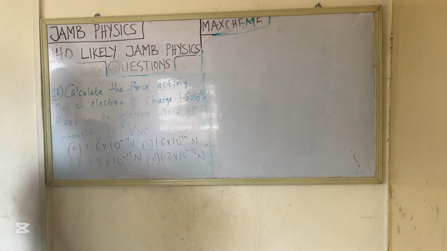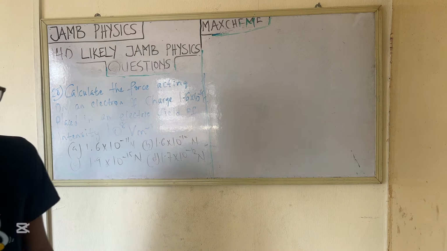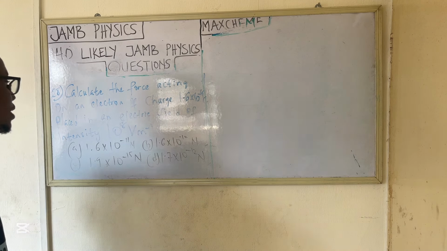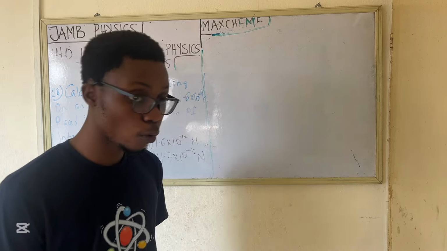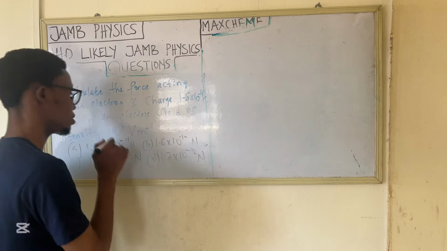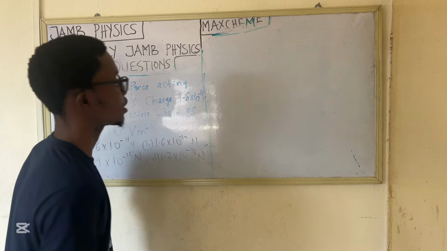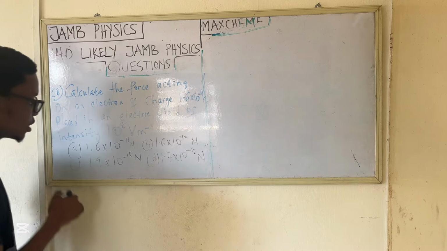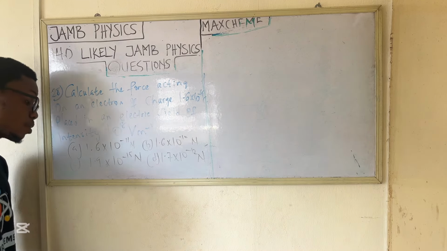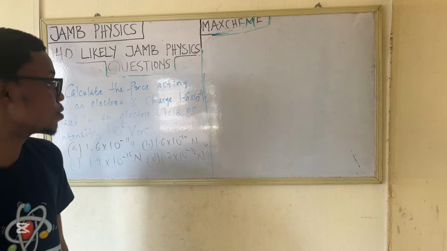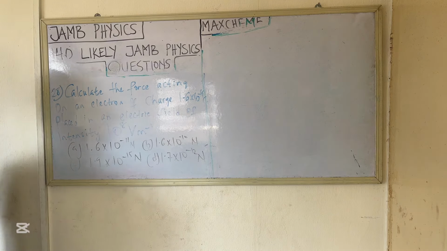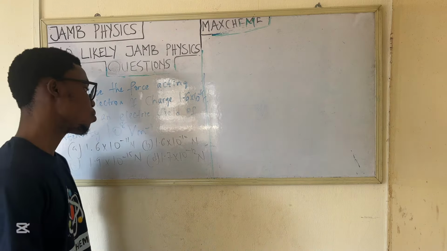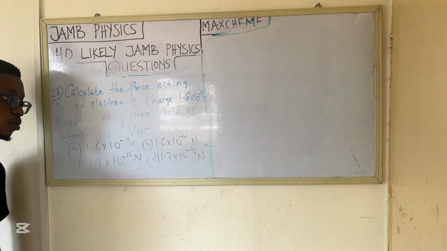Question 28. Calculate the force acting on an electron of charge 1.6 times 10 raised to power minus 19 coulomb, placed in an electric field of intensity 10 raised to power 8 volts per meter. Now look at the options. A, 1.6 times 10 raised to power minus 11 Newton. B, 1.6 times 10 raised to power minus 10 Newton. C, 1.9 times 10 raised to power minus 15 Newton. D, 1.7 times 10 raised to power minus 12 Newton.